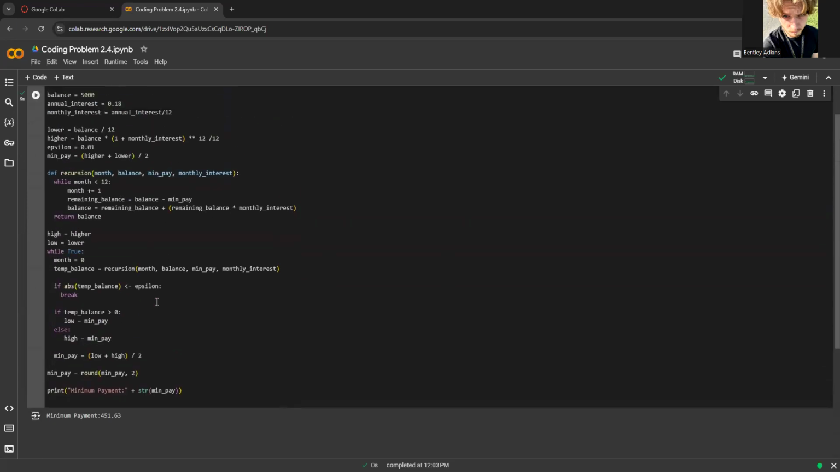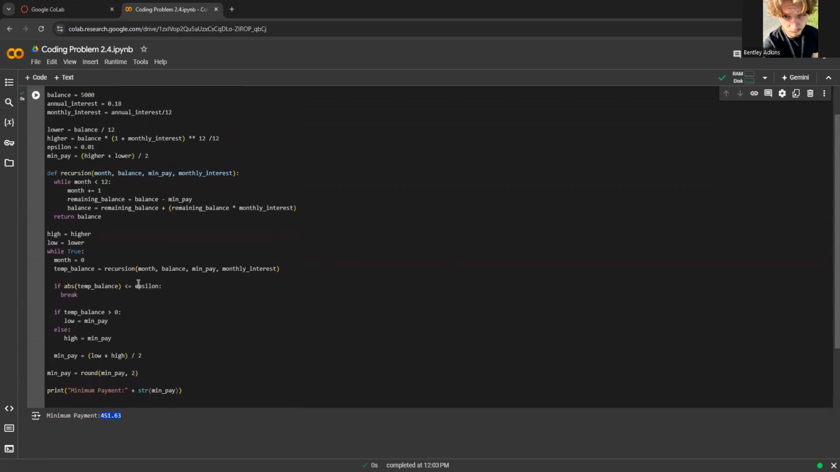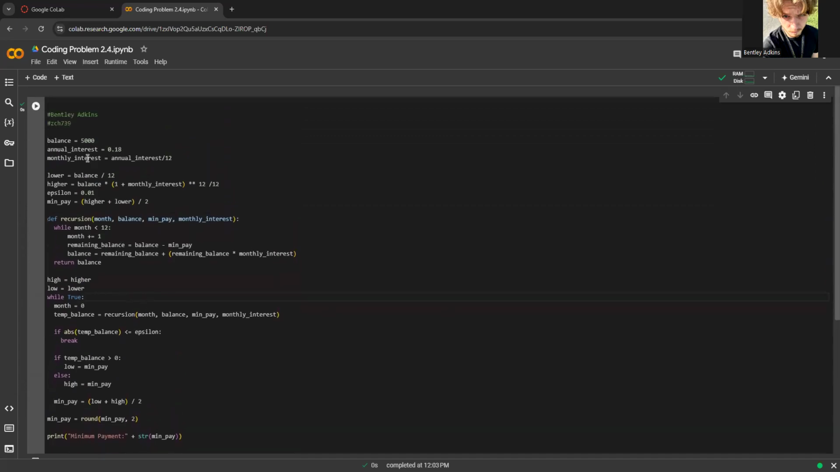Okay. Finally, after noticing all the tiny errors, we have a minimum payment of 451.63, which is correct. Balance of 5,000, annual interest of 0.18, monthly interest is the annual interest rate divided by 12. I need to pay attention to setting it as upper and lower whenever I do that. So for next time, do that.